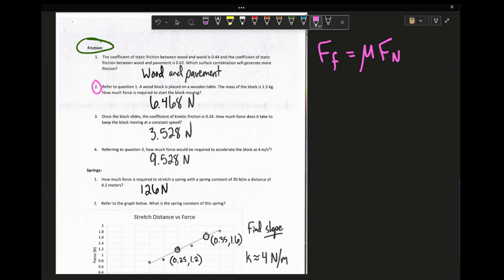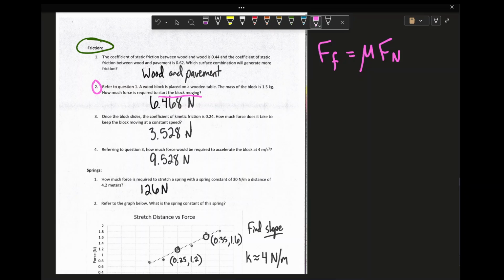So we'll start with, let's just do number 2 first. A wood block is placed on a wooden table. How much force is required to start the block moving? There are two different coefficients of friction for every surface, the static coefficient and the kinetic coefficient. The static coefficient is what will enable you to calculate the amount of friction you are required to overcome in order to start this object moving.